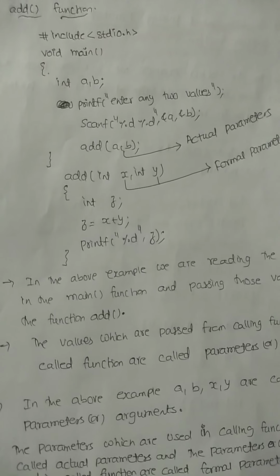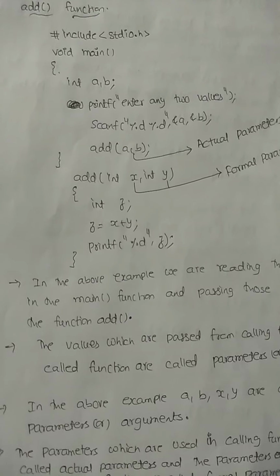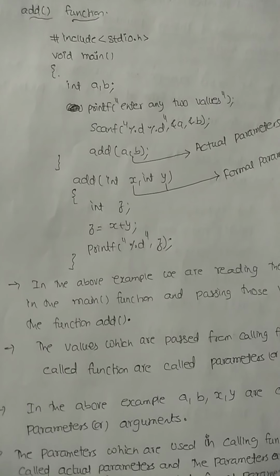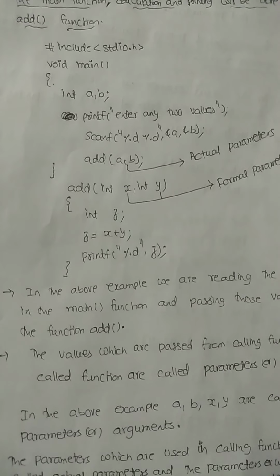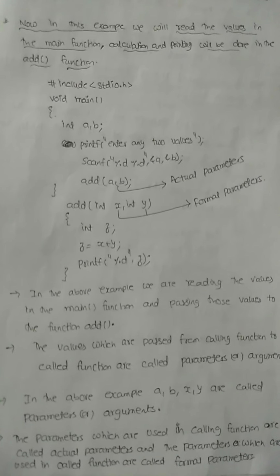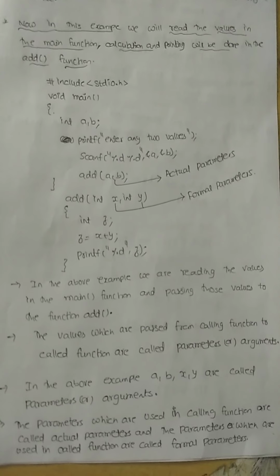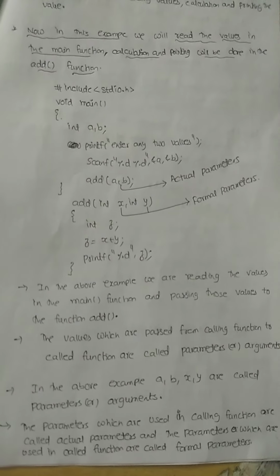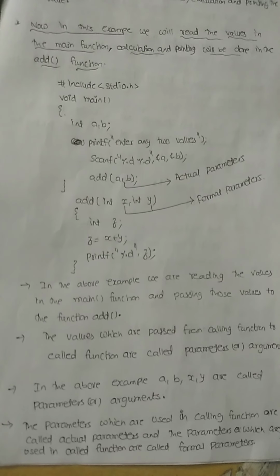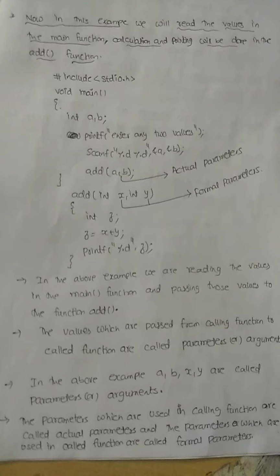and we had seen some important terms like parameter or argument, that is, the variables which are enclosed within the parentheses of the function are called parameters or arguments. And we had seen what are actual parameters and formal parameters. The parameters used in the calling function are called actual parameters, and the parameters used in the called function are called formal parameters.